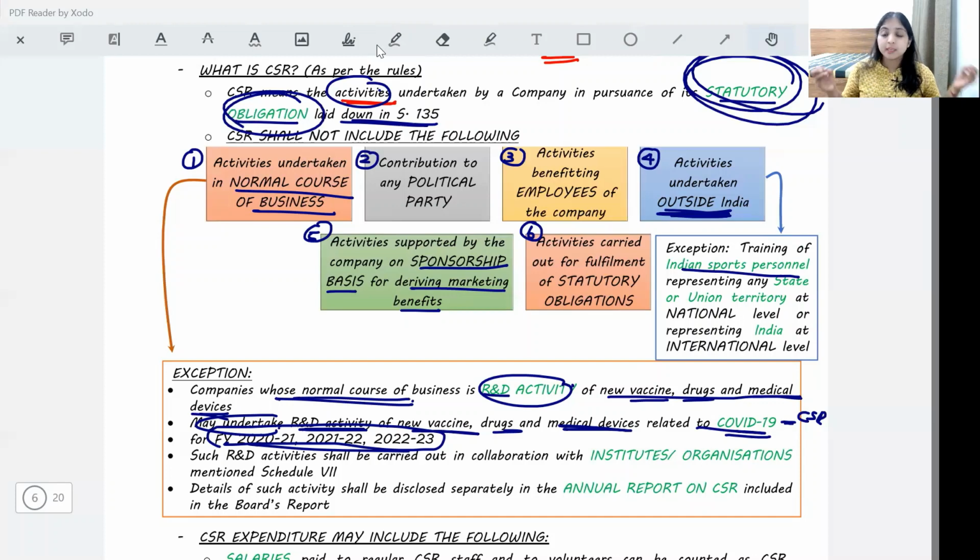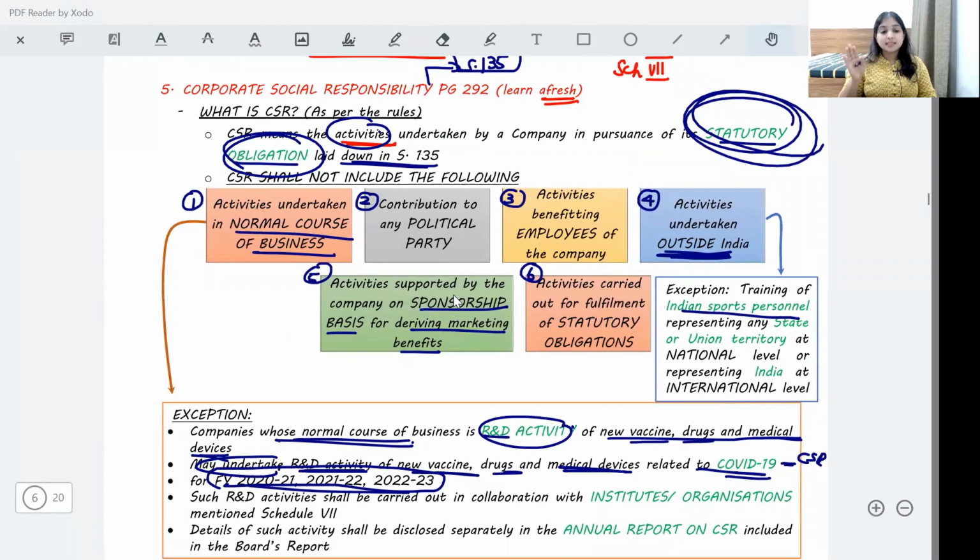And last point, if you do something just because the law is asking you to do, not the Companies Act, just because some other law is asking you to do something. For example, the Bonus Act is asking you to pay bonus. Let's say the Industrial Disputes Act is asking you to pay some compensation to a deceased employee's family. You're making payments, but because some other law is asking you to make payments, those payments will not be considered as CSR. Okay, so is my first discussion clear?